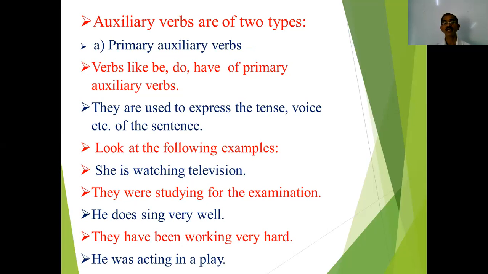Verbs like be, do, and have are primary auxiliary verbs. They are used to express the tense, voice, etc. of the sentence. Auxiliary verbs are used to express tense and voice. Now see the examples. First example: she is watching television.